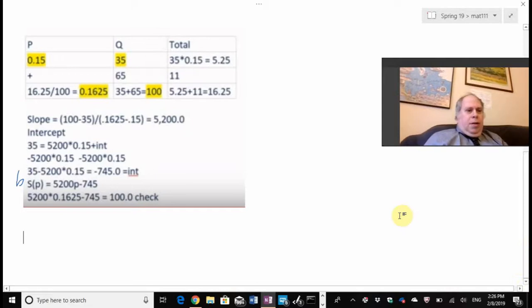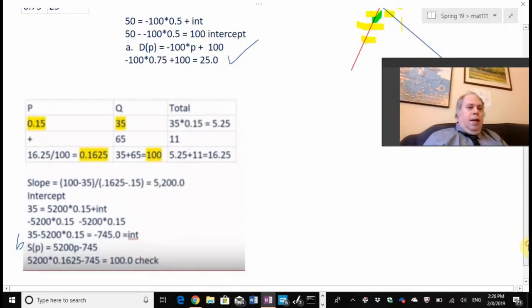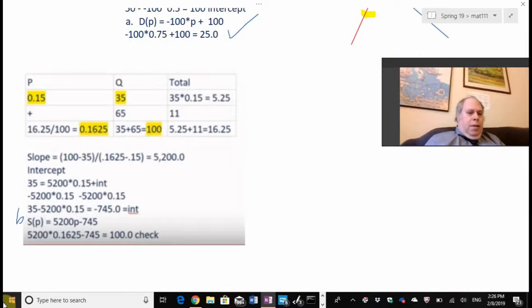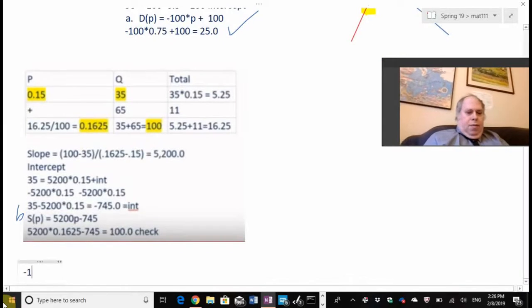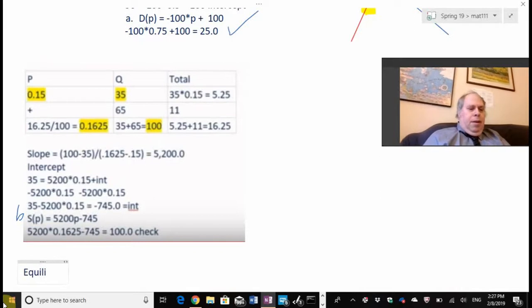So what we're going to do now is solve a linear intersection to find the equilibrium price and quantity. I'm going to take these two functions. I'm going to take negative 100p plus 100 and set it equal. That's the demand function, right? It's the place where it's the equilibrium price. Let me write that down.